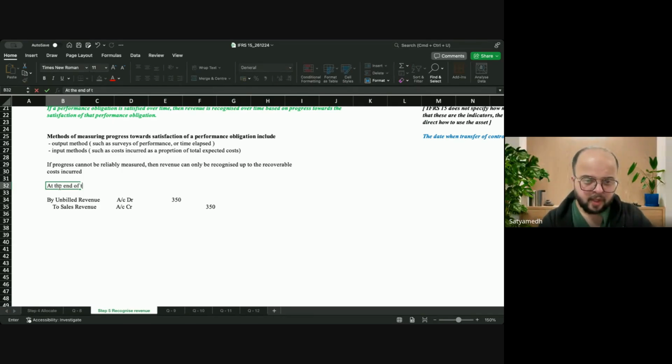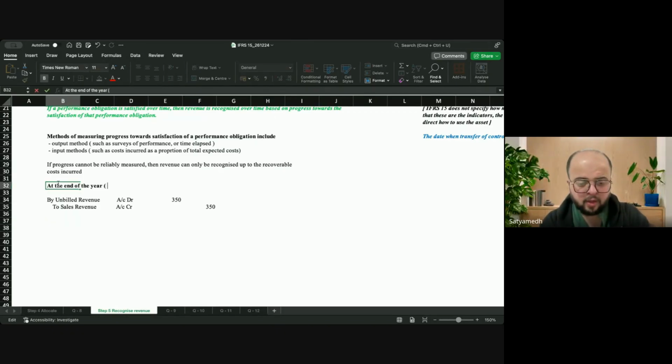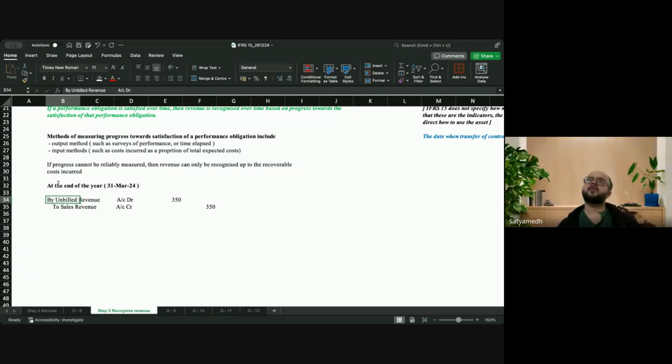At the end of the year, I would record this entry: unbilled revenue account debit to sales revenue. Unbilled revenue is a current asset or a non-current asset, depending on when you intend to collect. Mostly these are current assets only. Say this entry was recorded at the end of the year on 31st of March 24. Why am I calling it unbilled revenue? I have to debit something. I cannot debit debtors because an invoice has not been raised so far. I cannot debit cash, I cannot debit bank. So I debit unbilled revenue to sales revenue. This is a current asset.